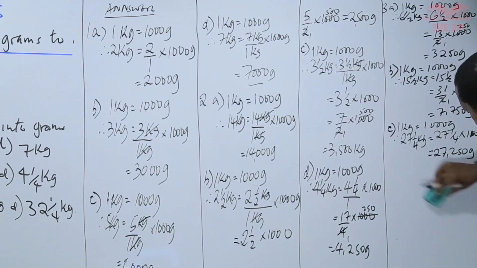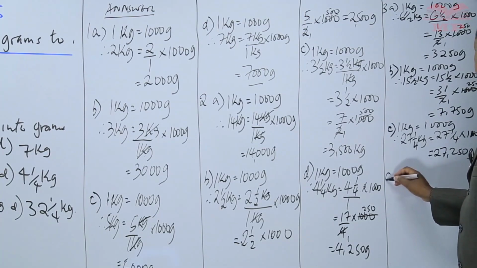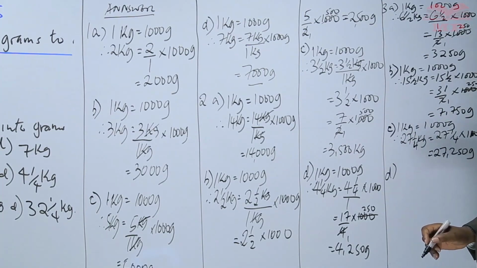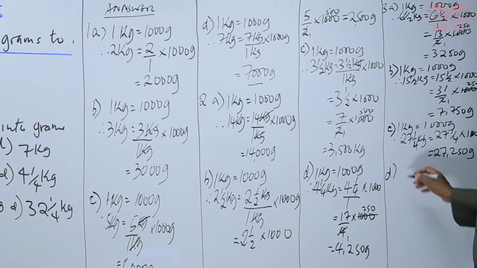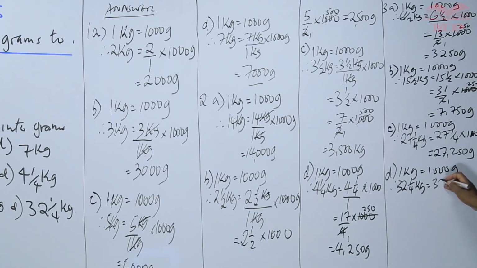So learners, you want to do D. This was C. 32.25 kilograms. 1 kilogram is equal to 1,000 grams. Therefore 32¼ kilograms will be equal to 32¼ times 1,000.